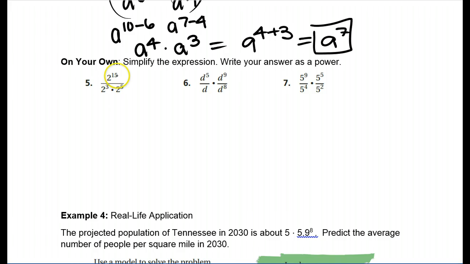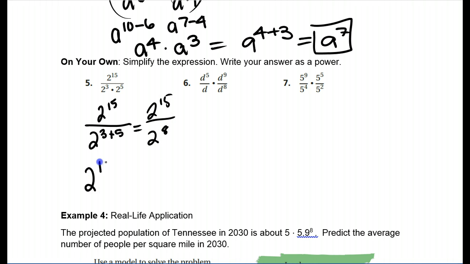So number 5, I need to mess with the denominator first. So I have 2 to the 15. My bases are the same, so I can add my exponents. So I have 2 to the 15 over 2 to the 3 plus 5, which is the same as 2 to the 15 over 2 to the 8. And now that I see division, I subtract. So now it's 2 to the 15 minus 8, which is equal to 2 to the 7th power for number 5.